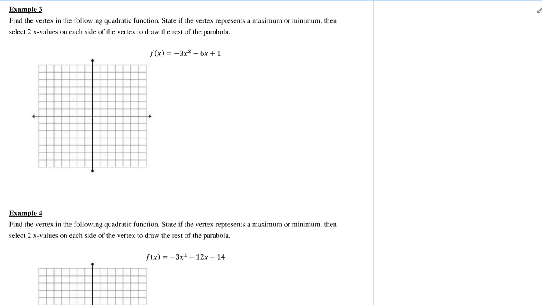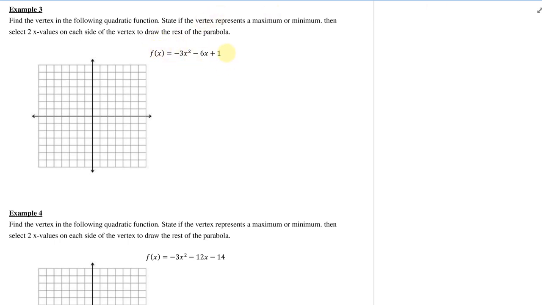Hey guys, so we're still in section 4.7. This is page 409. What I'm going to do now is more exercises like the one that we just left off on. I'm going to walk you through the steps on this now. I have a new parabola here that I want to graph.